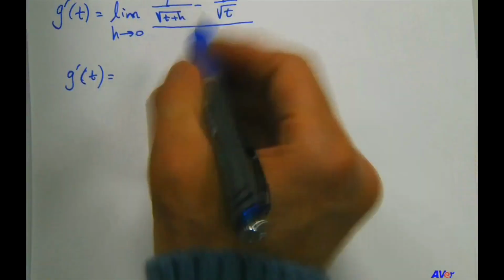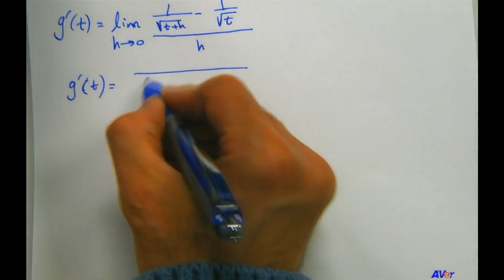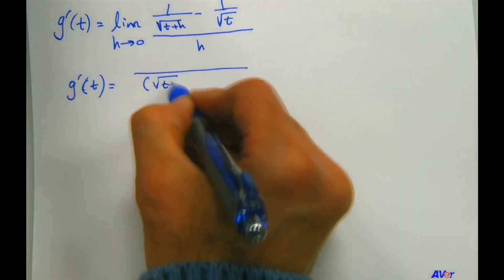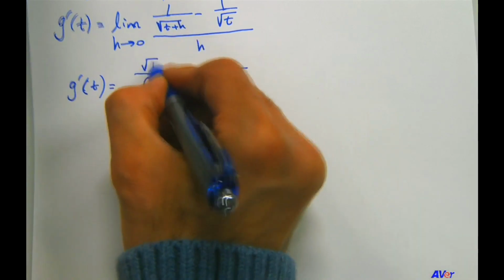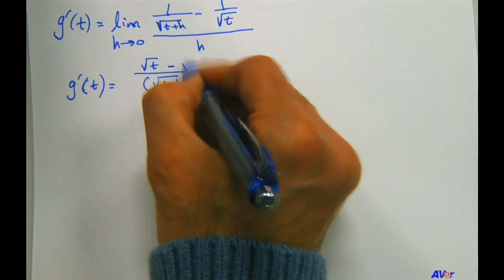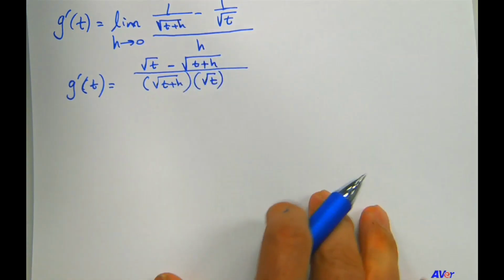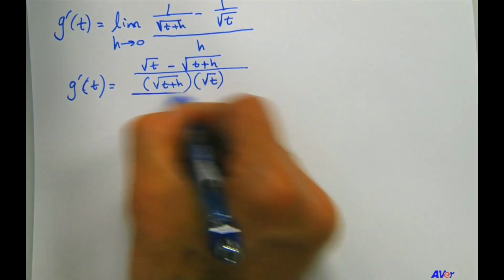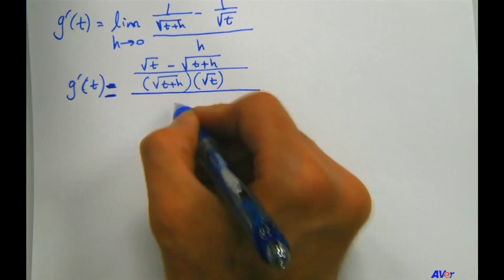Okay? All right, so taking the common denominator there, we have the square root of t plus h times square root of t. So we have square root of t minus square root of t plus h, of course. All right, and all of that over h.